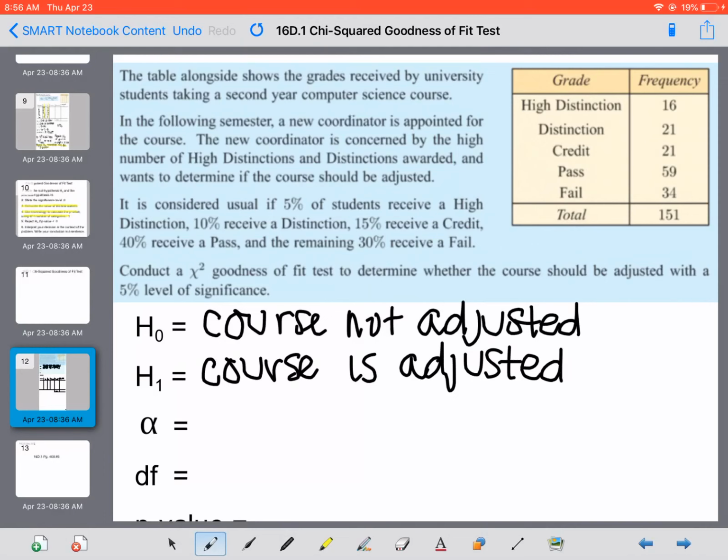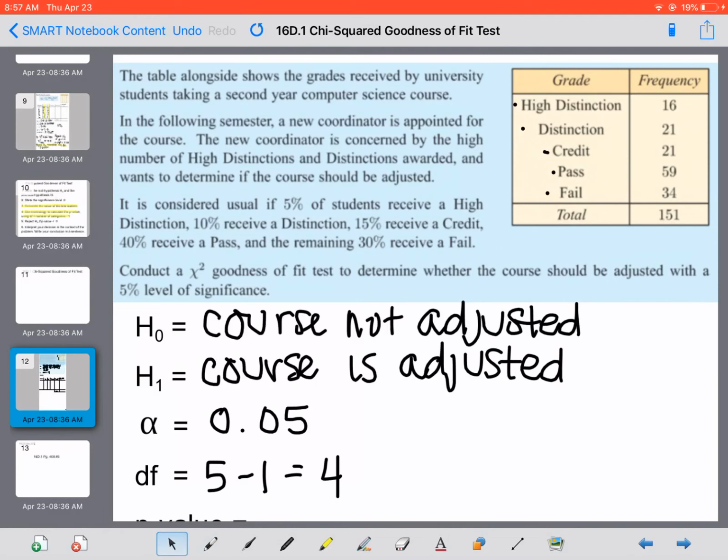Okay, so how do we know that we have to use the chi-squared goodness of fit? Well, here we just have one categorical variable. We have high distinction, distinction, credit, pass, fail, and then we have a frequency. So that's how we know that the chi-squared goodness of fit is the best option. Our significance level is 5%, so my alpha is 0.05. My degrees of freedom, well, I have 1, 2, 3, 4, 5 categories. So 5 minus 1 means my degrees of freedom is 4.